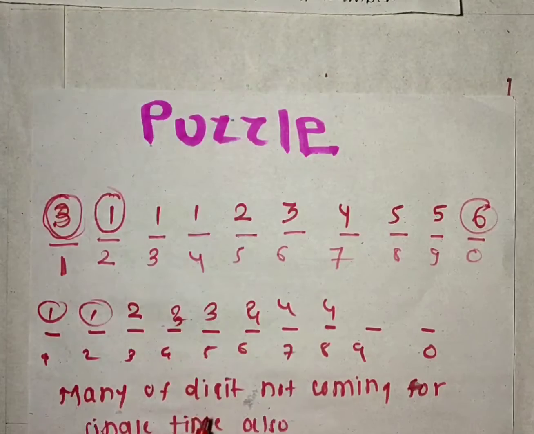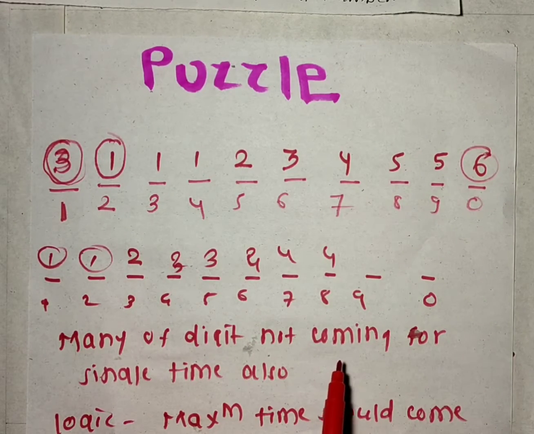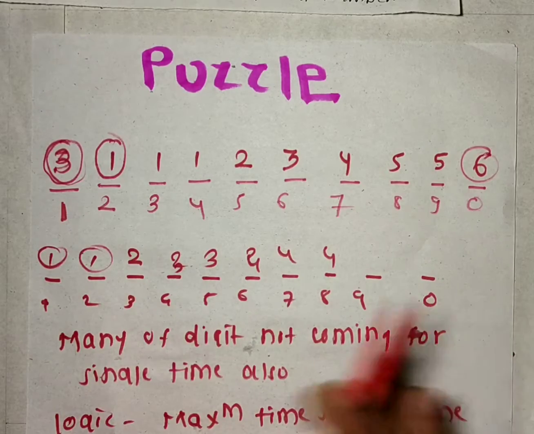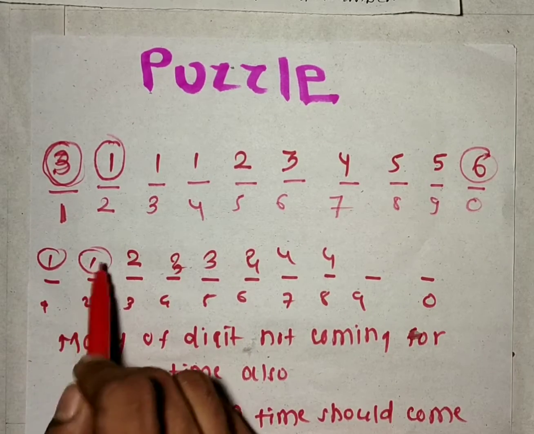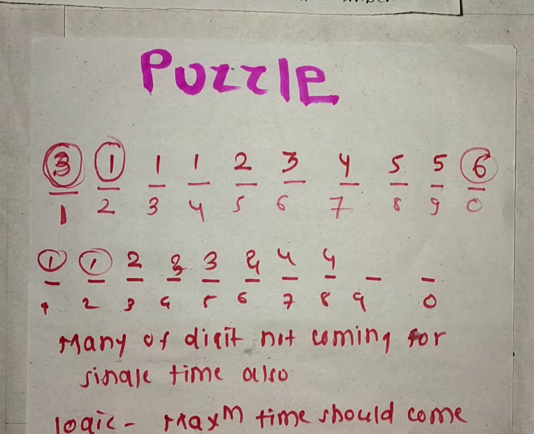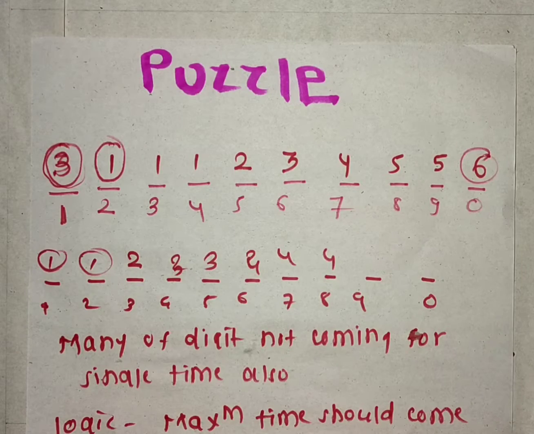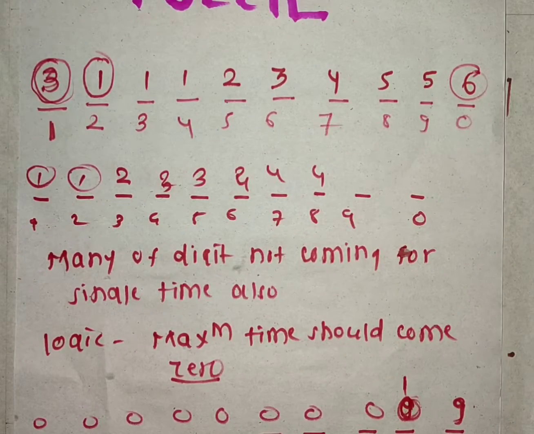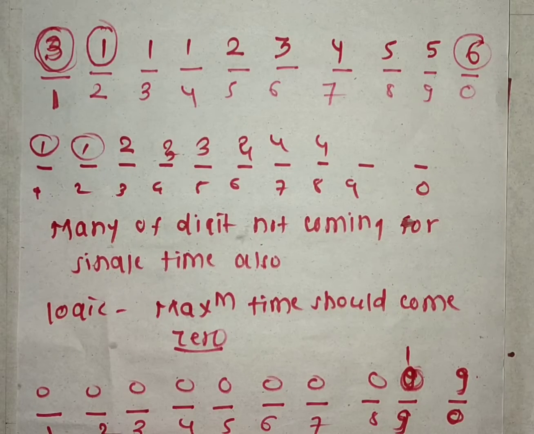We came to know that many of the digits are not coming even a single time. Because if I put 111 also, then if I put the 1 for the 1 time, 2 for the 1 time, 3 for the 1 time, 4 for the 1 time, then also the number of places is unavailable to write the other numbers. That's what we came to know: lots of the numbers are not coming even for a single time. So the only possible choice is to make most of the numbers appear 0 times.